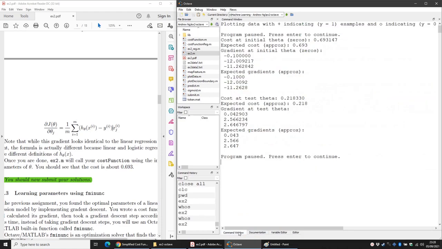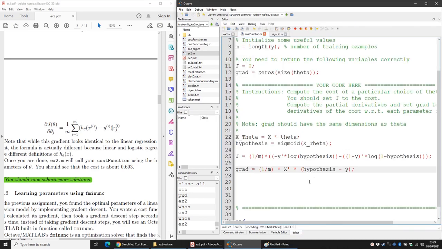Okay, if we continue with the program, we will see that our expected gradient is minus 0.1, and our initial gradient is minus 0.1. And you will notice that every single one of our expected values matches the output that we got. So fantastic, you did this one correctly. And we will do the test one as well. Our expected gradients and our gradient that we found, they match.